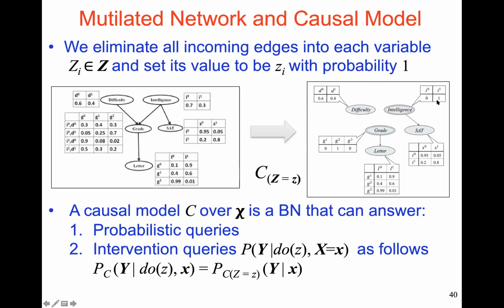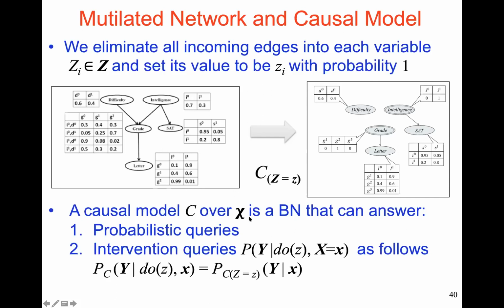Okay, in this case, we are saying, what if I set intelligence? There's an intervention here also going on. We're changing it to 0, 1. Previously, it was 0.7, 0.3, and now it is 0, 1. So we are changing it by two variables.